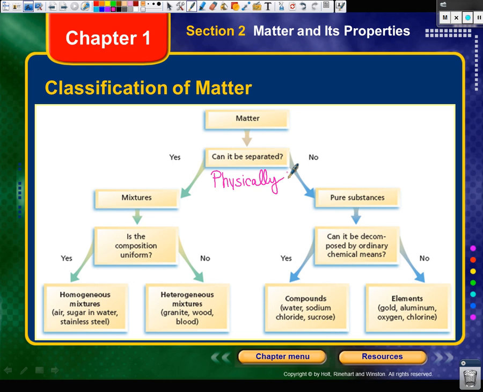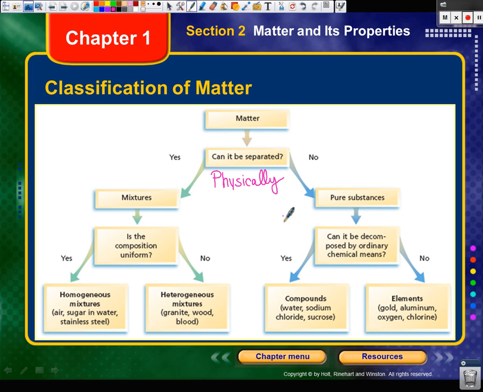This is a weird question, and I know I'm going to get a lot of different answers on this. Can you separate gravel? It's a pain in the butt to do it, but is it possible? Yes. Okay. Are some things easier to separate than others? Absolutely. Okay. But physically, it can be done, and that's kind of what it means.